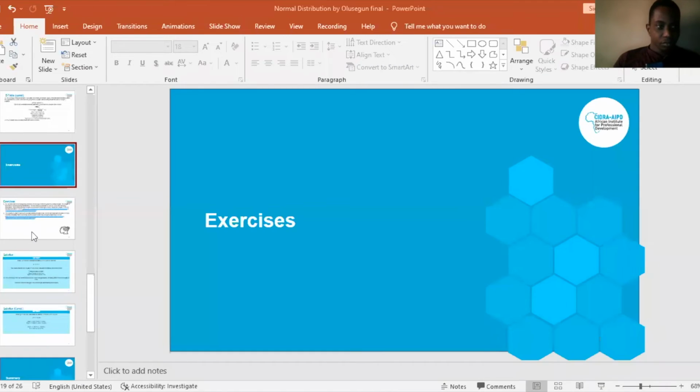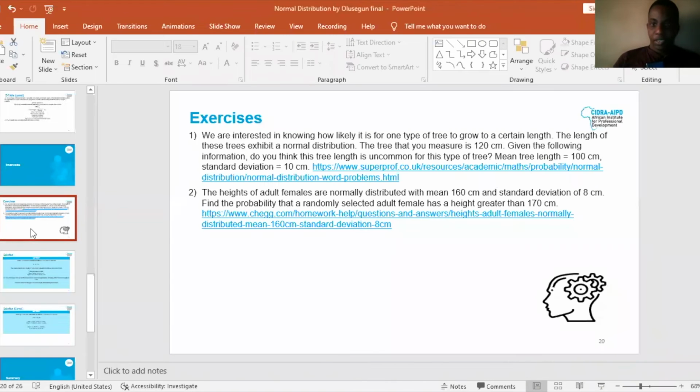All those examples are clearly understood. So with those examples understood, we look at some exercises. There are 2 here I would like you to look at.